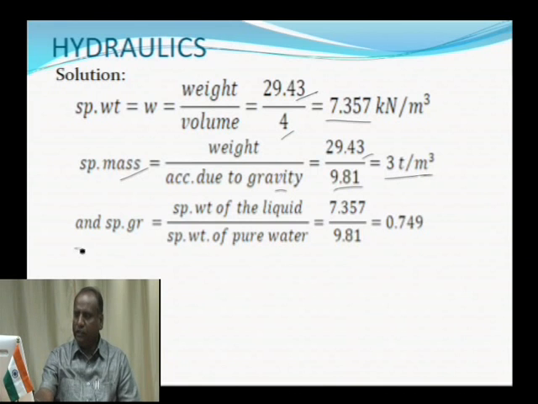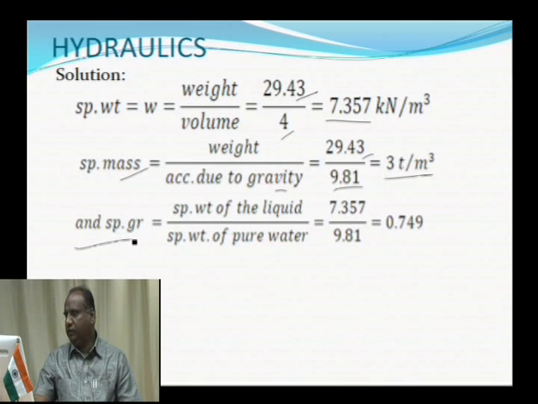And finally, specific gravity is equal to specific weight of the liquid over specific weight of pure water. Now, specific weight of the liquid is 7.357 over specific weight of pure water, which is 9.81, which gives you 0.749.